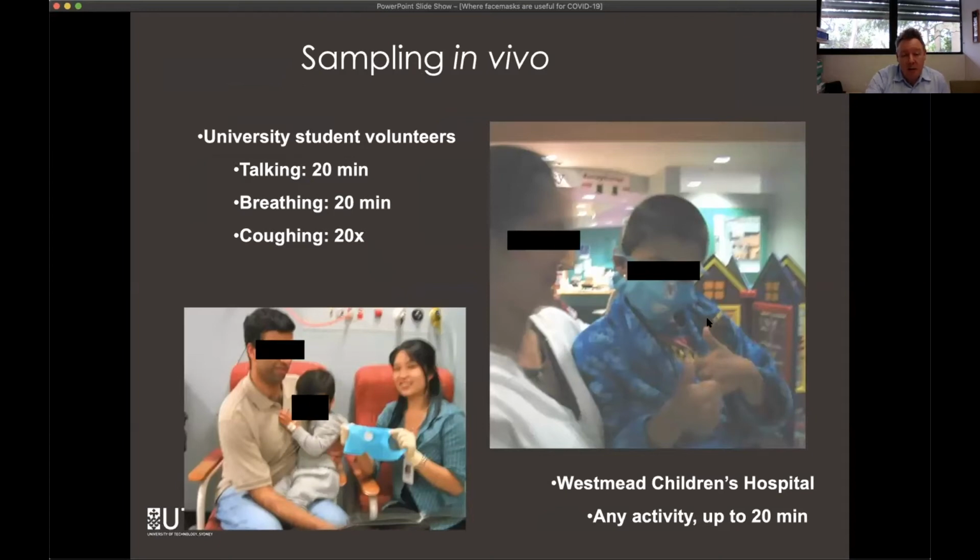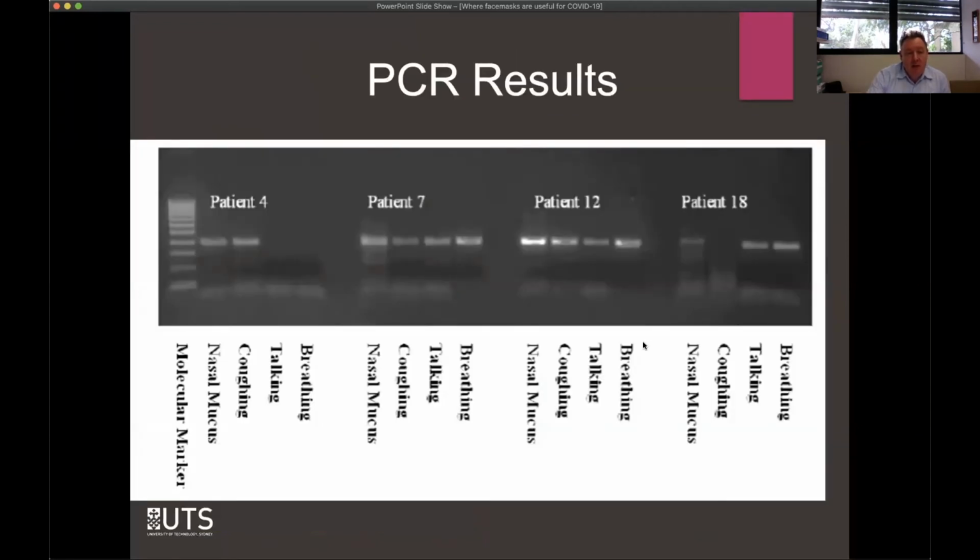And using that type of mask, we then asked student volunteers, people around age 20, to either talk, breathe, or do 20 simulated coughs. We also used the same masks and put them on children out at the Children's Hospital at Westmead, and they could do anything for 20 minutes. And from that, this is what we found.